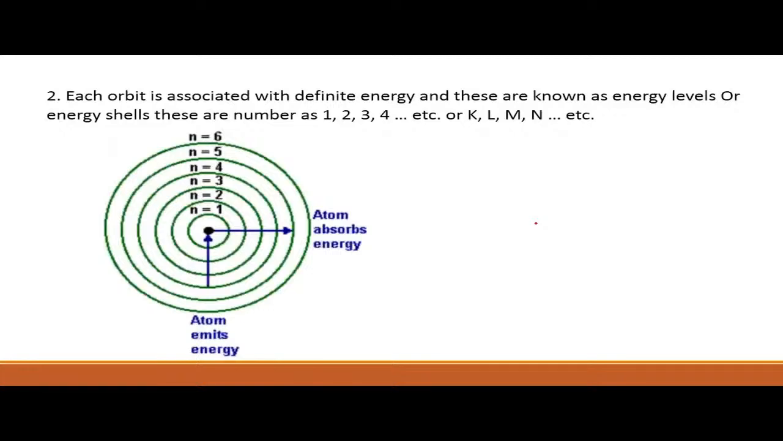The second postulate is that each orbit is associated with a definite energy. These are known as energy levels or energy shells. These are numbered as 1, 2, 3, 4, etc. or K, L, M, N, etc. This is the nucleus, and this is the first energy shell, second, third, fourth, fifth, sixth. So these are the six energy shells. The first energy level is also named K, the second is named L, the third is named M, and the fourth is named N.